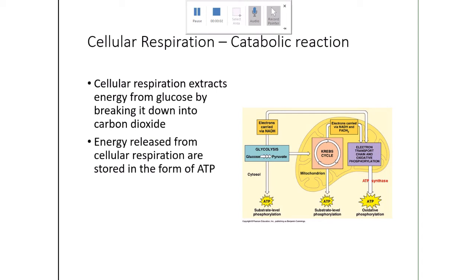So cellular respiration, which we have been talking about for quite some time now, is the process of taking glucose, reacting it with oxygen to produce carbon dioxide, water, as well as usable energy. So in the context of what we're discussing right now, cellular respiration is actually a type of catabolic reaction where you will be breaking down glucose into carbon dioxide, and in the process the energy that is released will be captured and stored in the form of what we call ATP.